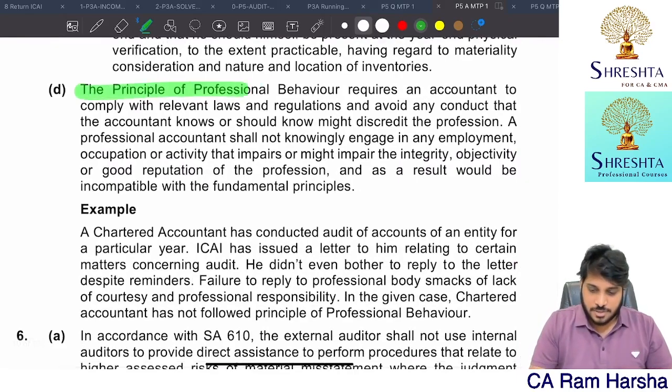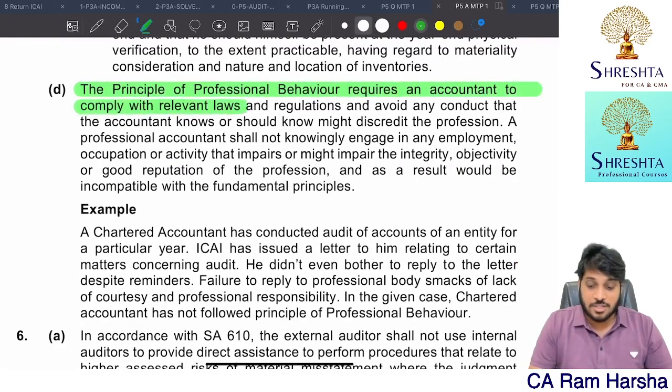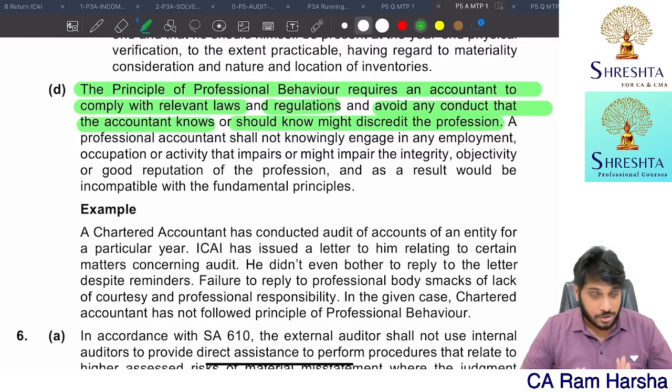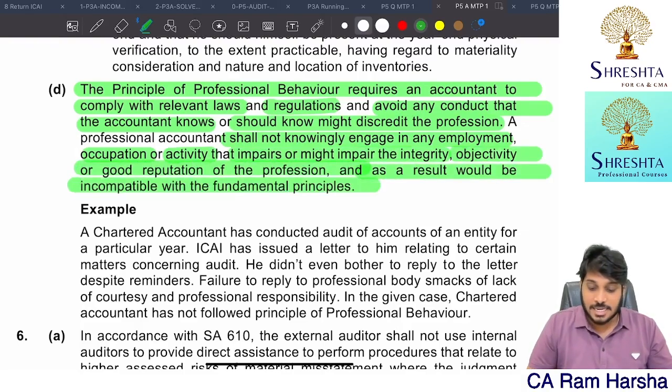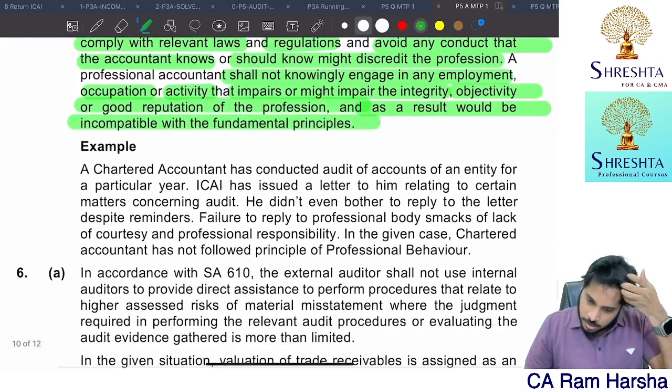The principle of professional behavior requires an accountant to comply with law and regulation and avoid any conduct that the accountant knows or should know might discredit the profession. Whatever the law is, he has to comply with it, he must know it. If he doesn't know it or did not comply, it's a disrepute to the profession. A professional accountant shall not knowingly engage in any employment, occupation or activity that impairs or might impair integrity, objectivity, or good reputation of the profession, and as a result would be incompatible with the fundamental principles.